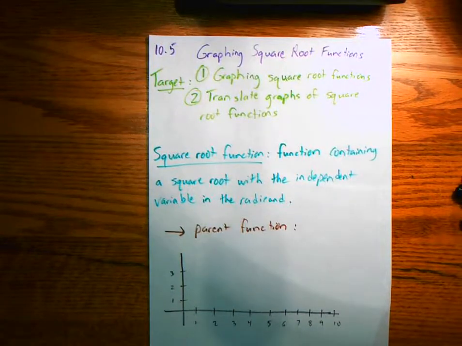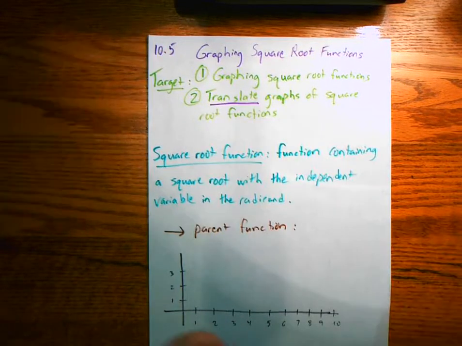Hello, this video is on section 10.5, which is titled Graphing Square Root Functions. This is the last one of the chapter. The two targets are to, of course, graph square root functions, and then to translate graphs of square root functions. We're going to be mainly focused on translating when it comes to your different types of transformations.